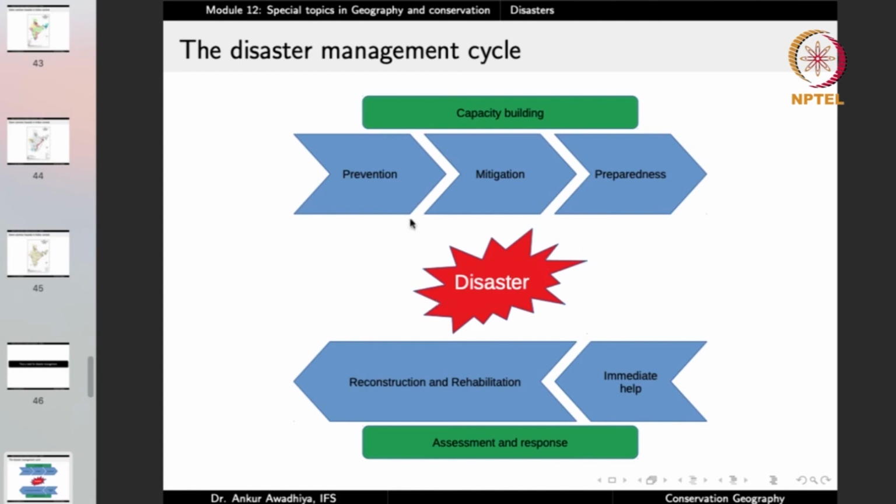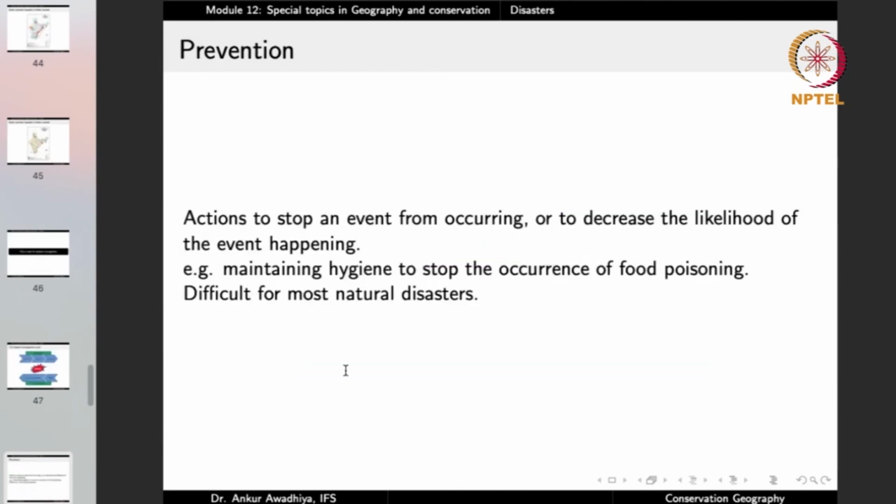Now, if this is the disaster, there are certain steps that have to occur before the disaster. So when we look at disaster management, certain steps have to be taken before the disaster, and these are known as capacity building. Capacity building means prevention, mitigation and preparedness. These three things come under capacity building. And once you have a disaster, you have to perform assessment and response, including immediate help, reconstruction and rehabilitation. So let us now look at all of these.